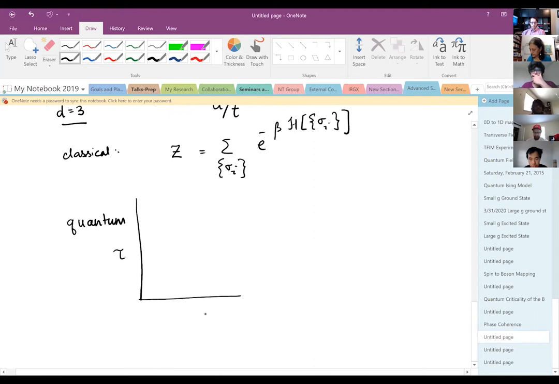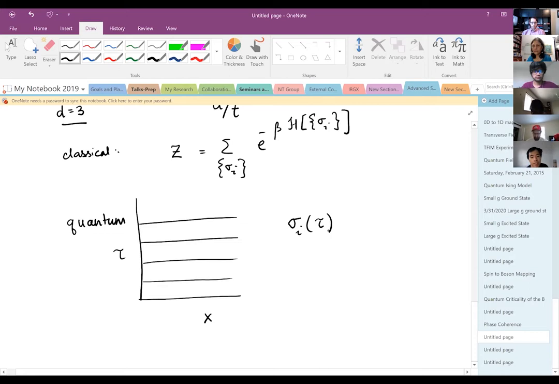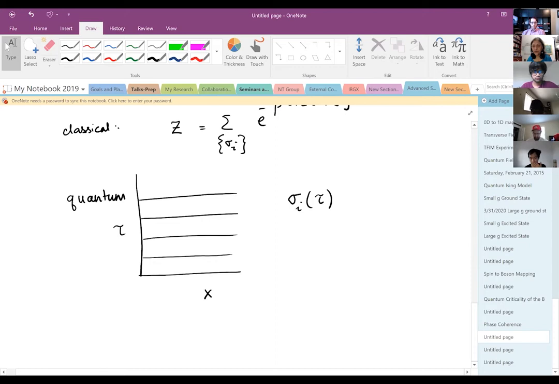And so what you now have to trace over is, if I use the same notation, and sometimes we go from sigma to phi, but let me not do that, you may get confused, you now have a sigma_i at each tau. So what you have done is expanded your space of variables. You can make a lattice. Just like previously you may have had a d-dimensional lattice, now you have a d plus one dimensional lattice. And at each point, you have an Ising variable, sigma_i of tau.